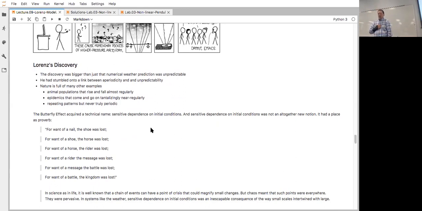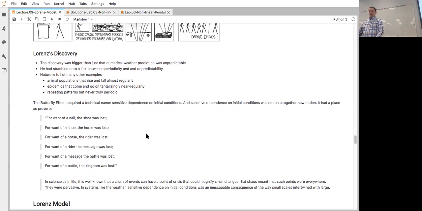So in life as in science, it is well known that a chain of events can have a point of crisis that can magnify small changes. Okay? So this is not that surprising. The surprising bit is those points of crisis are everywhere in a chaotic system. There is no one special moment. Every moment is special. Chaos means that such points are everywhere. They were pervasive. In systems like the weather, sensitive dependence on initial conditions was an inescapable consequence of the way the small scales intertwine with the large. As things interact with each other, those points of instability occur everywhere.